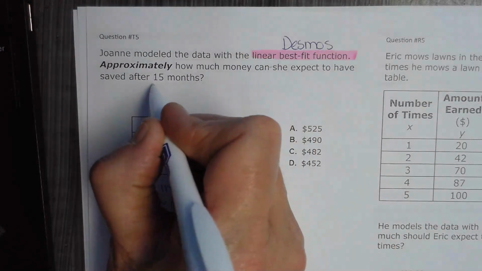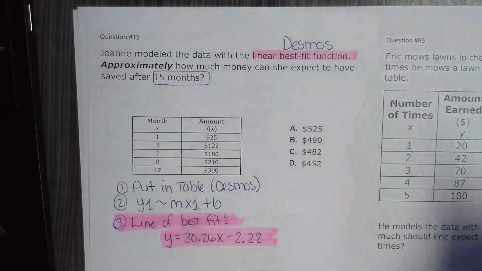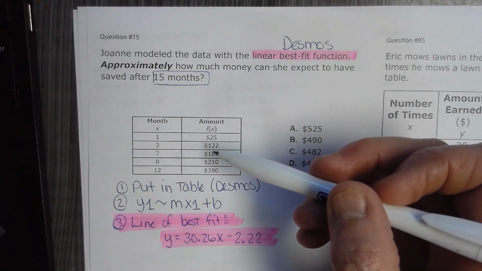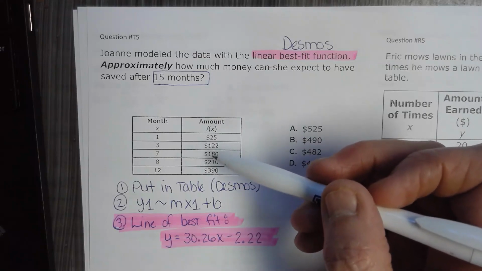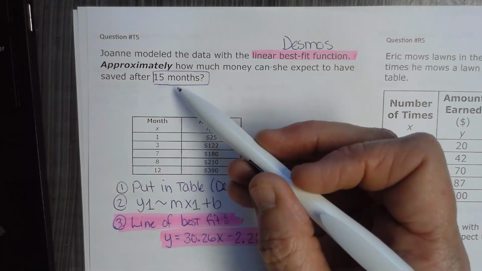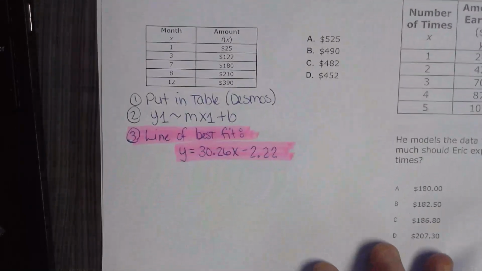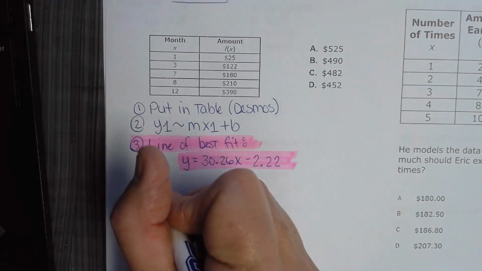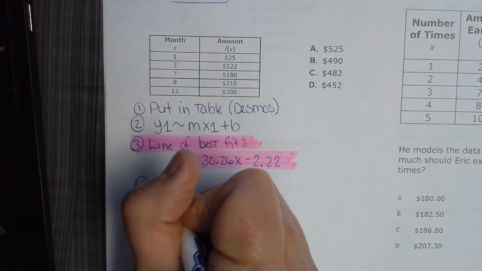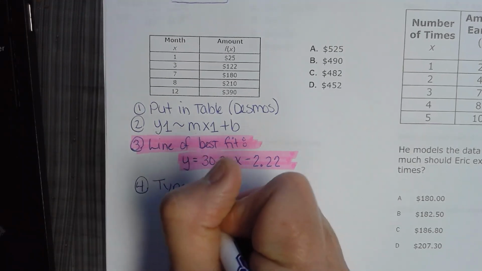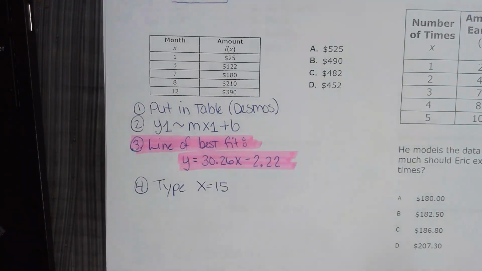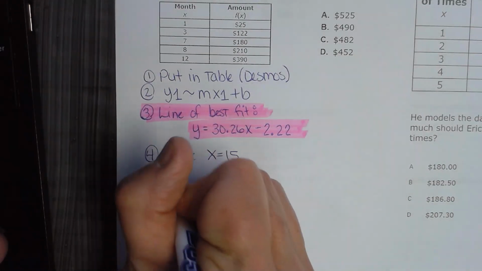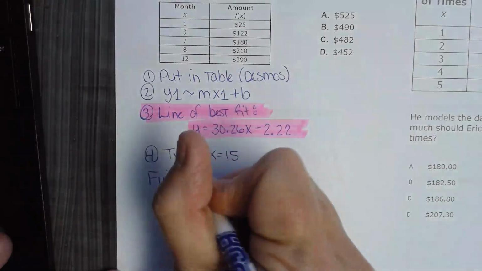Well, they're giving us 15 months, and they want to know how much money that she can expect to have saved in 15 months. So this is an X value. So they're giving us an X value. So what we're going to do next is, on the next line, we're going to type in Desmos X equals 15. Then we are going to find the intersection of these two lines.